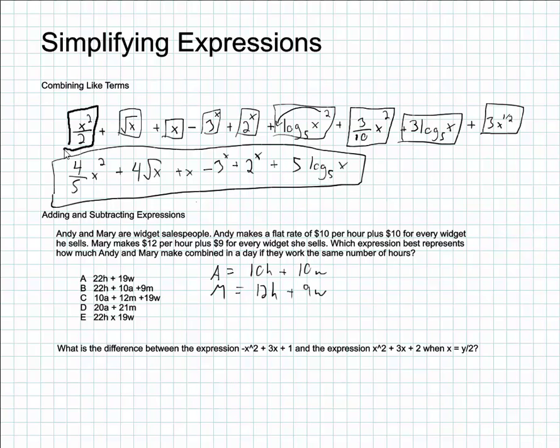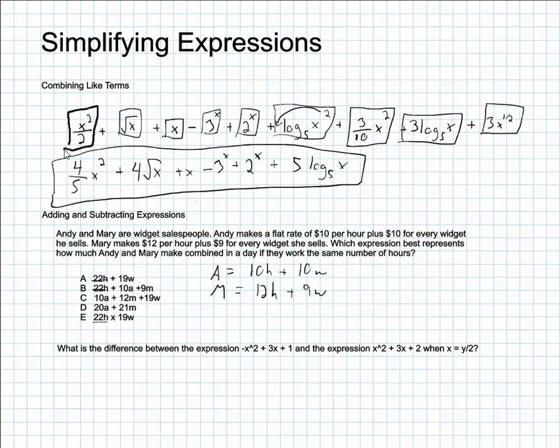Okay, so if they work the same number of hours, h is going to be the same for both of those. So we're looking for a 22h as the first term. So we have A, B, and E all have a 22h in them. No other 22 terms, just in case they didn't use an h as the variable. So we're looking at A, B, or E.